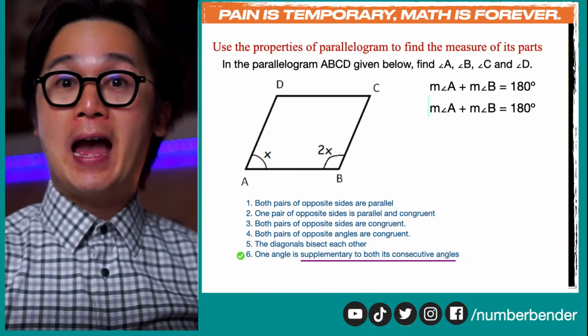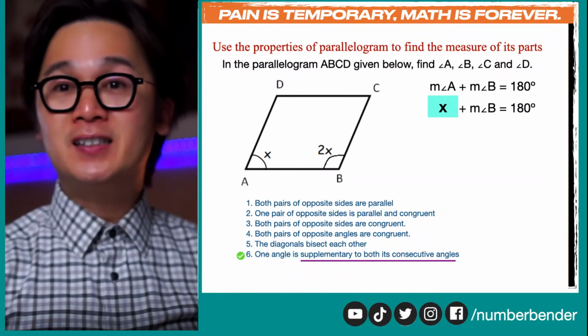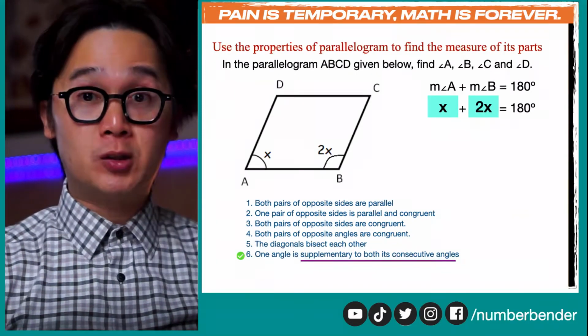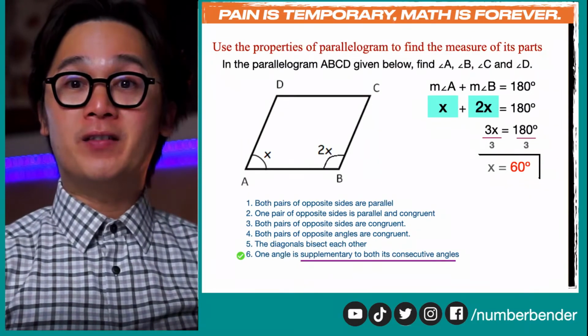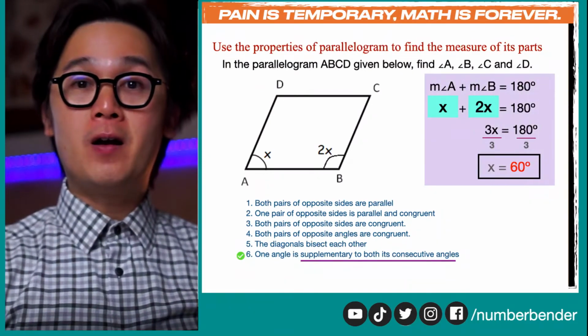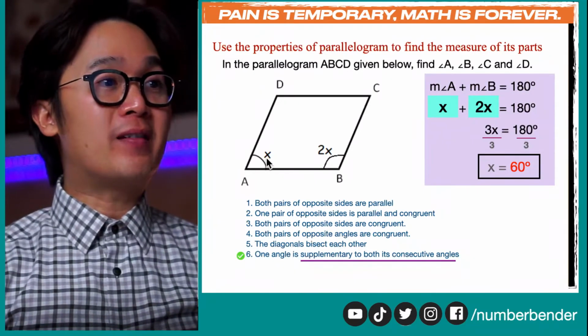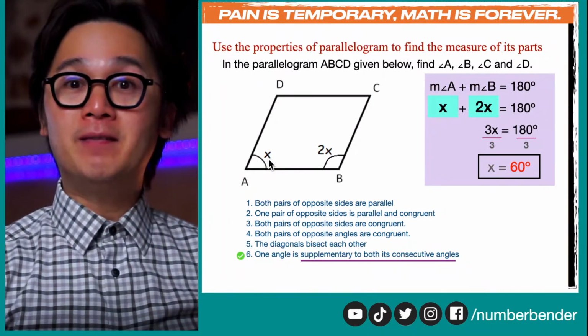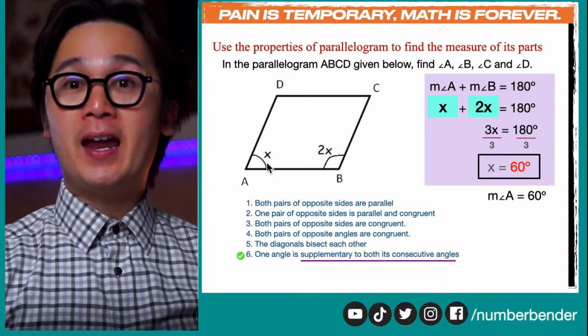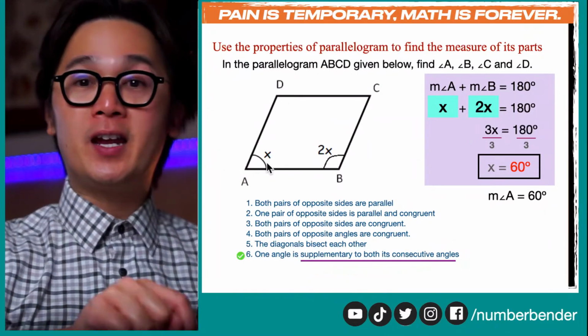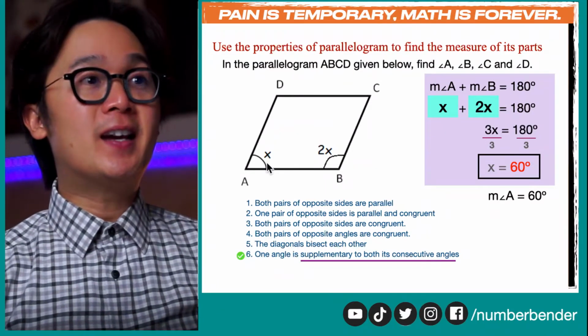So now that we have x as 60 degrees by using algebra, 3x is equal to 180. Dividing both sides by 3 will give us 60 degrees. So now we know that we can find the actual measurement of angle A right here, because all we need to do is to replace x with 60 degrees. And now we have the measurement of angle A, which is 60 degrees.